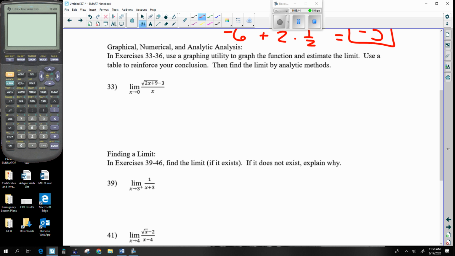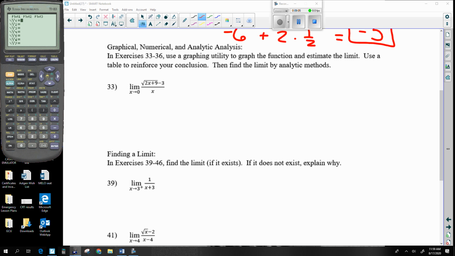Use a graphing utility to estimate the limit. Use a table to reinforce your conclusion. Then find the limit by analytic methods. Okay, so graphing utility to estimate the limit.